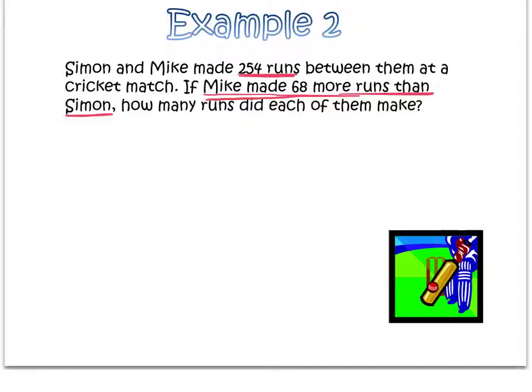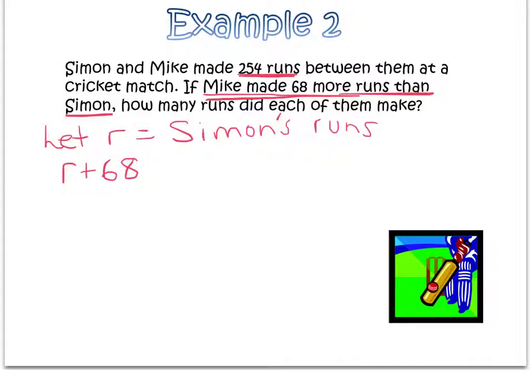Now we've got 2 unknown things here. We've got how many did Mike make and how many did Simon make. But you never want to have 2 variables in your equation. You only want to have 1 variable at this point. Okay, so we need to think about how we can relate Mike's amount of runs and Simon's amount of runs. So if we say let R equal Simon's runs, then we know that Mike made 68 more runs than Simon. So R plus 68, so remember R was Simon's runs, plus 68 is going to equal Mike's runs.